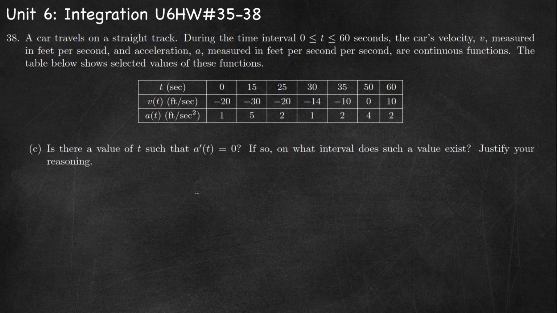And then the third condition we have to check is that the endpoints of our interval have the same acceleration values. So we're going to look in the table and find, if we can, two time values that have the same acceleration. And we've got a couple of options here. The acceleration is the same at 0 and 30. The acceleration is the same at 25 and 35, and at 25 and 60, and at 35 and 60. So there are actually several intervals that contain a value c where a prime of t equals 0.